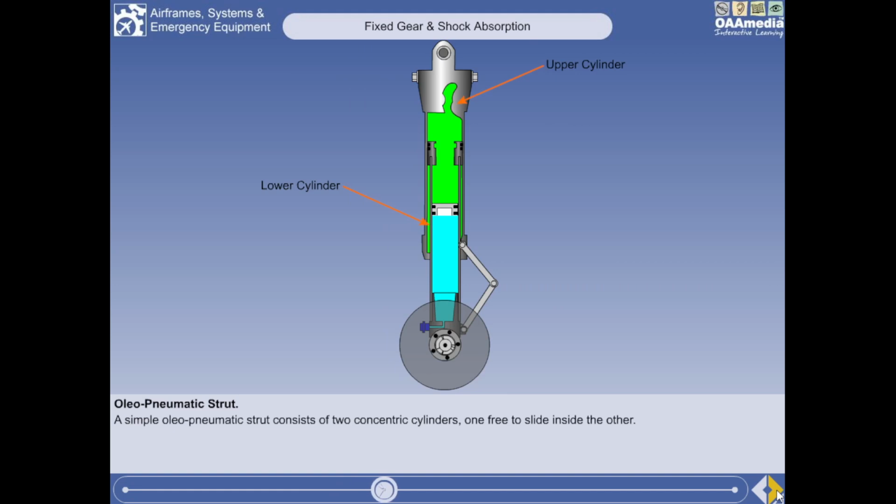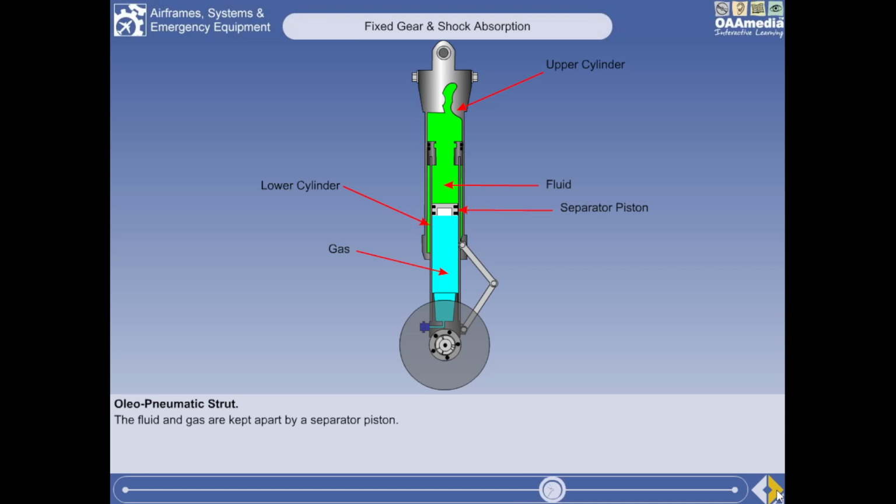A simple oleopneumatic strut consists of two concentric cylinders, one free to slide inside the other. The cylinders are filled with hydraulic fluid and gas. The fluid and gas are kept apart by a separator piston. In this example, the outer cylinder is fixed rigidly to the airframe structure. It houses the lower inner cylinder and piston assembly. The wheels and axle are connected to the bottom of the inner cylinder.